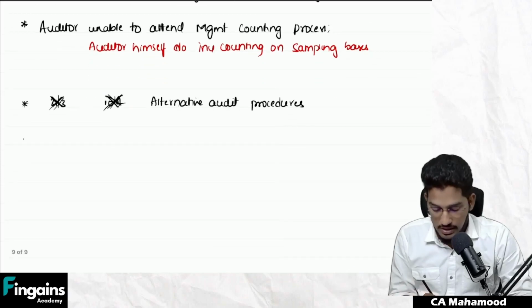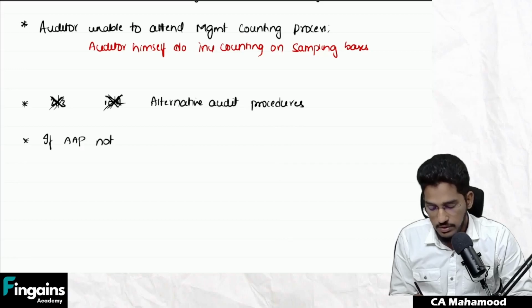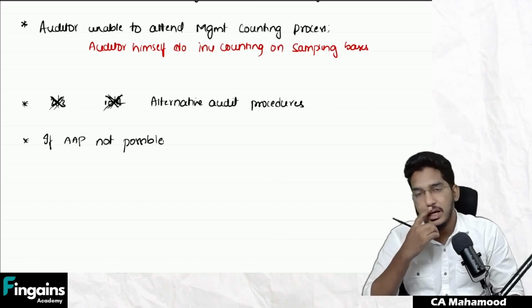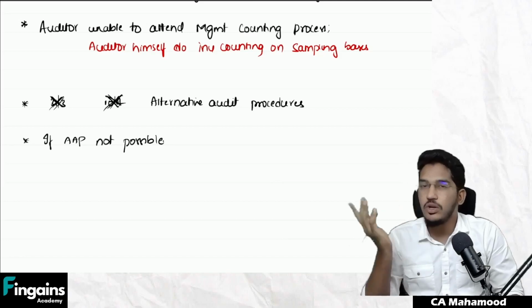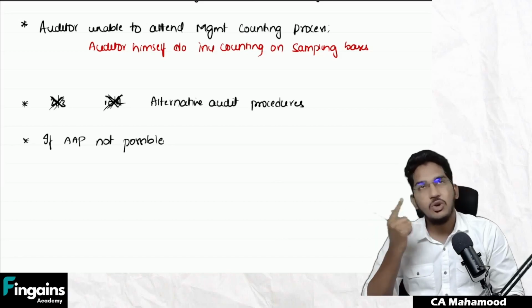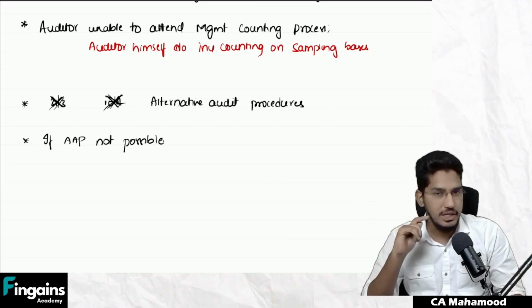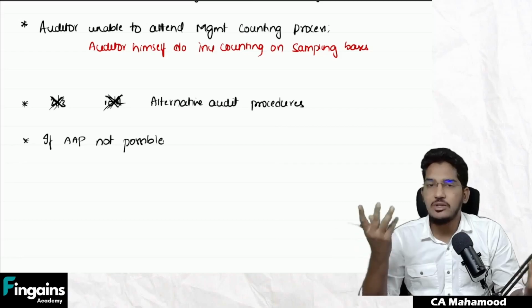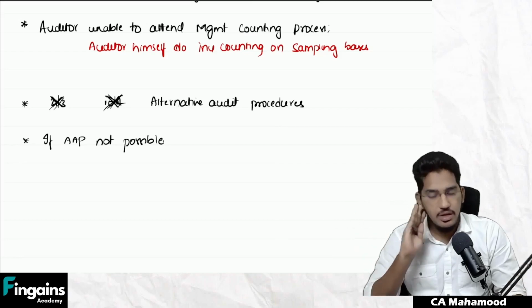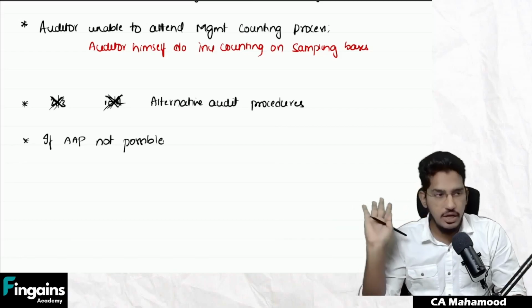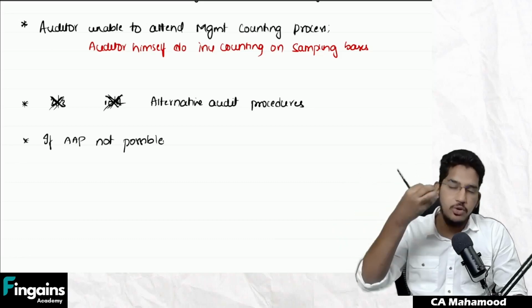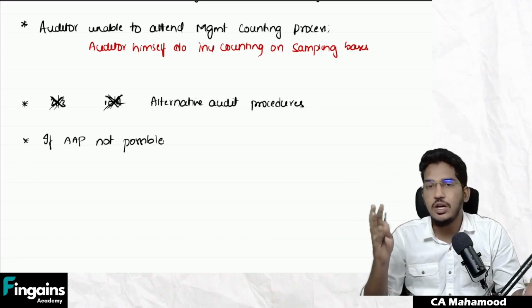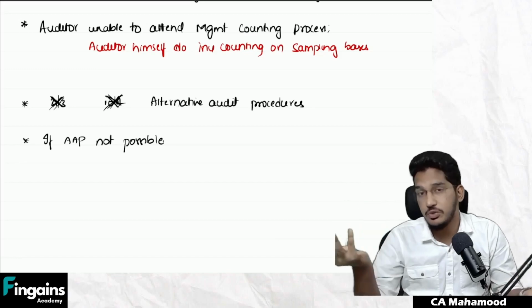Let the auditor himself decide what alternative audit procedures he can do to obtain audit evidence regarding existence and condition of the stock. Sir, if alternative audit procedures are not possible, what then? I sat and analyzed, okay, now I can't go and do the inventory verification. What alternative audit procedures can I do? I thought for 2 hours, but I am not able to find anything. Or I tried to perform some alternative procedure, but that is also not giving me audit evidence. Then what should I do, sir?